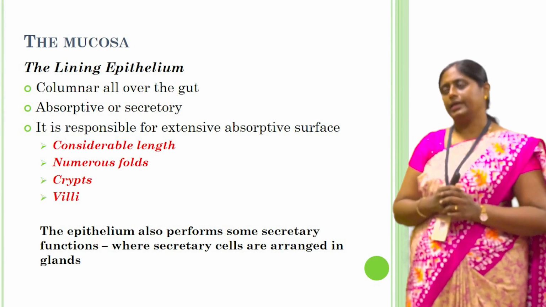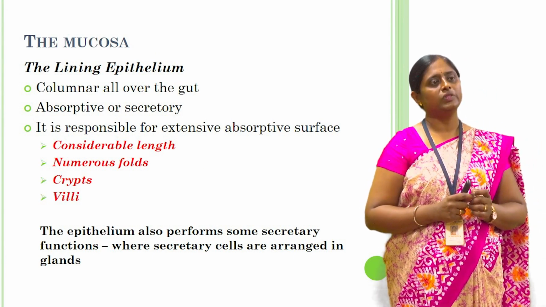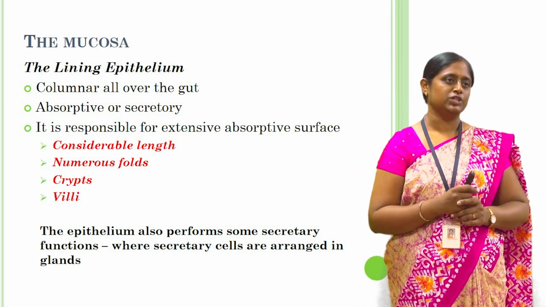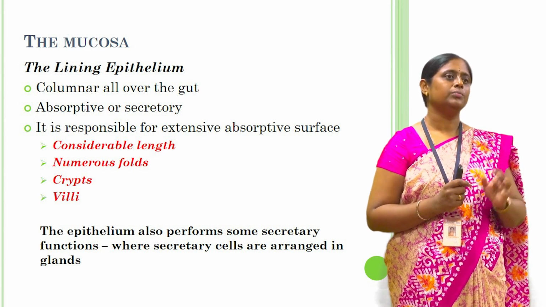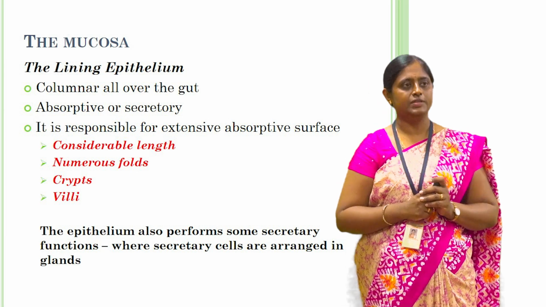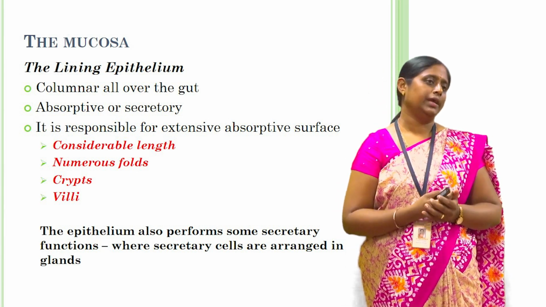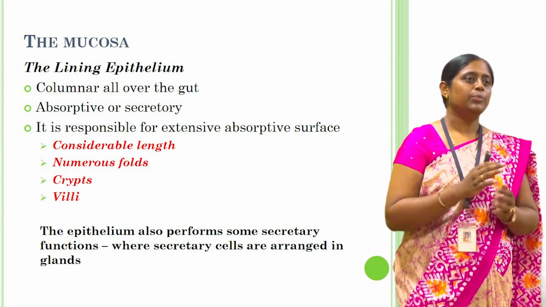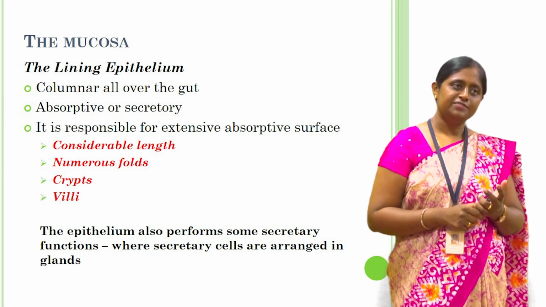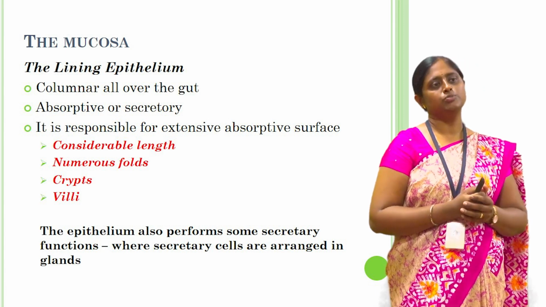The mucosal lining is mainly made up of columnar epithelial cells, which are mainly absorptive or secretory in function. This lining epithelium is mainly responsible for the extensive absorptive surface. How does this absorptive surface increase? Because of its considerable length, the presence of gastric pits, and the presence of intestinal villi, it gives an extension of the absorptive surface.